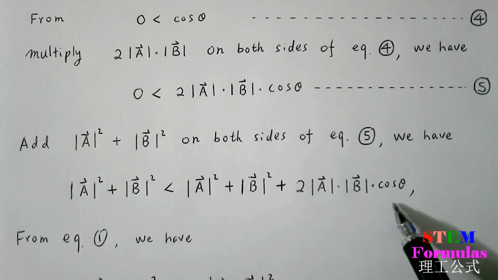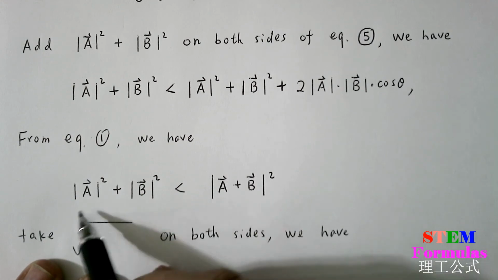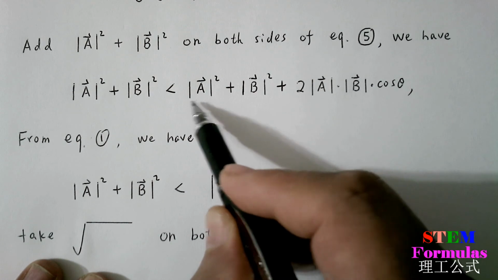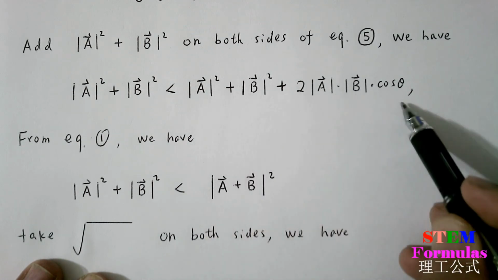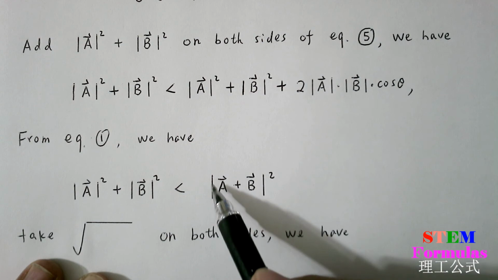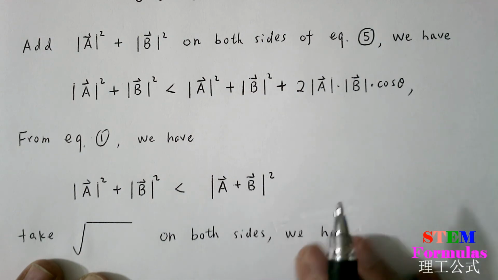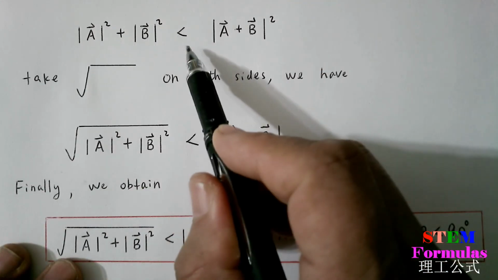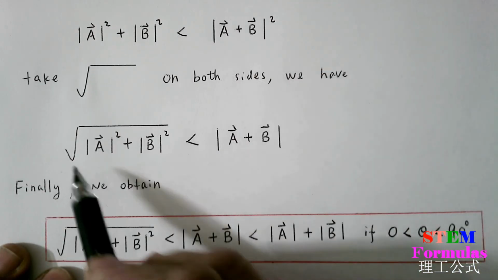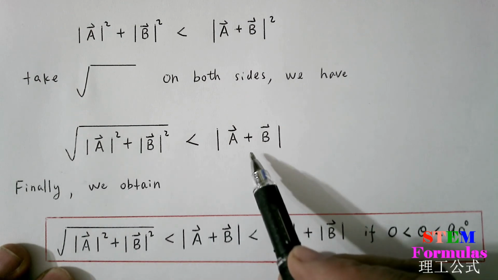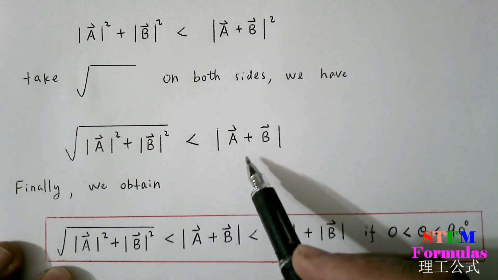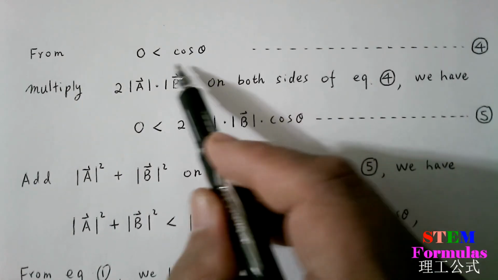And this term from equation 1, we have this equation, because equation 1 states that all this term equals the magnitude of A plus B squared. Then we take the square root on both sides of this equation. We have this equation. So this equation is the conclusion from cosine theta greater than 0.